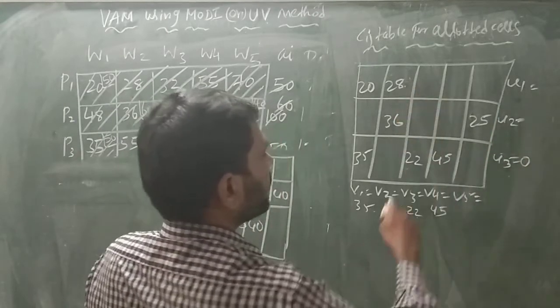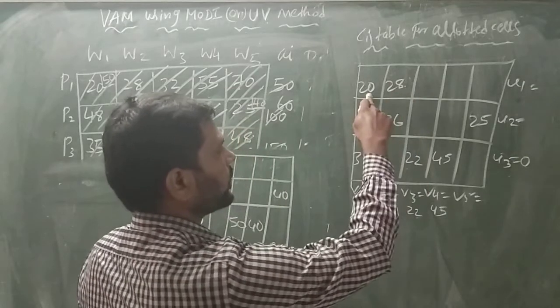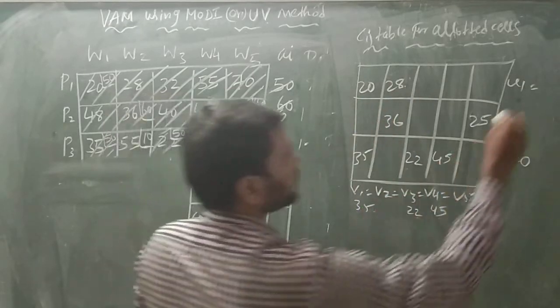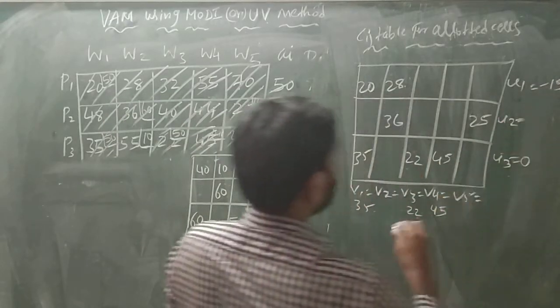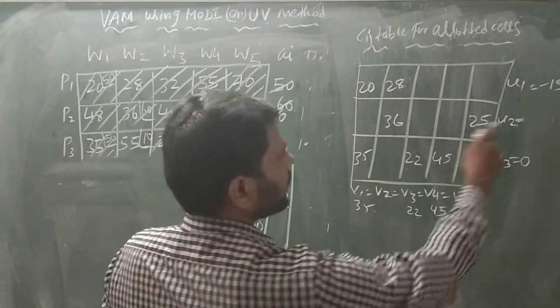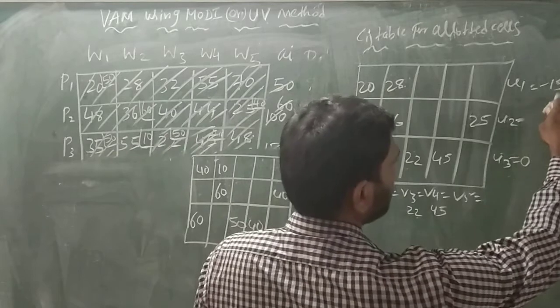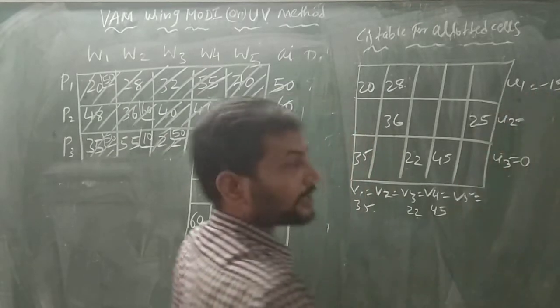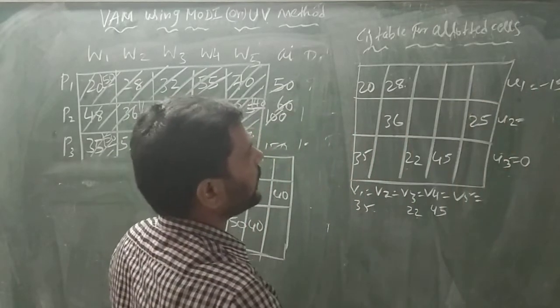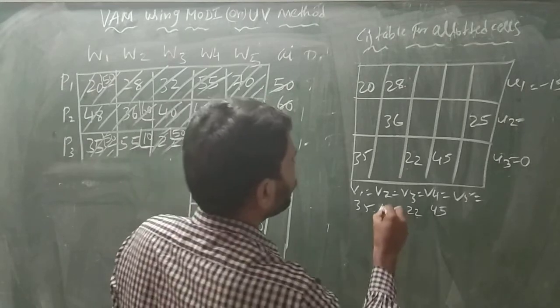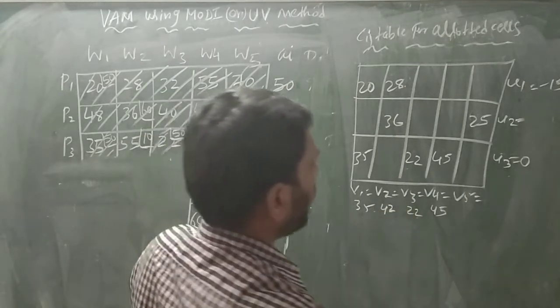U1: here 28, no value, so I drop this. Next one is 20. 20 minus 35 is minus 15. In V2, 36, here no value, I drop this. Next one is 28. 28 minus minus 15, already minus is there, minus minus plus. So 28 plus 15 is 42.